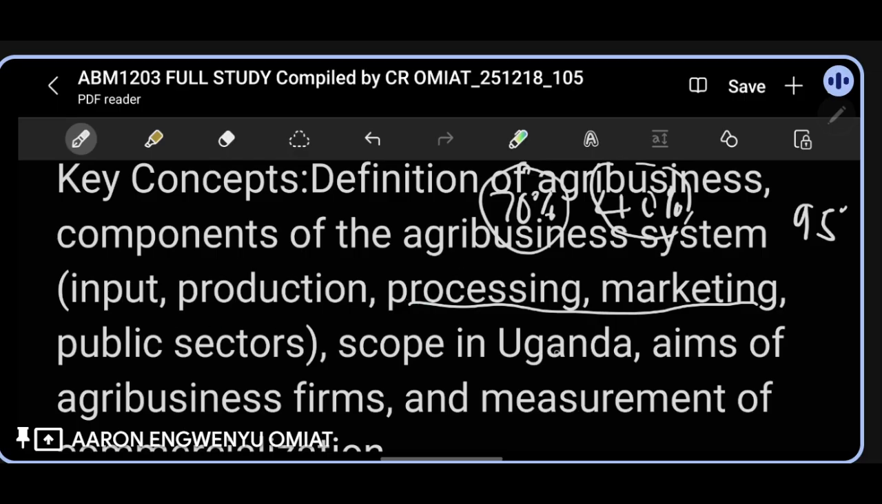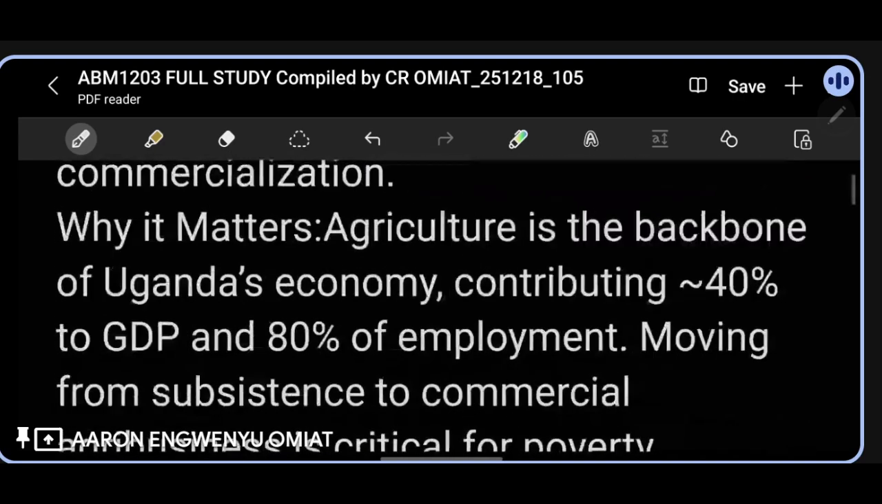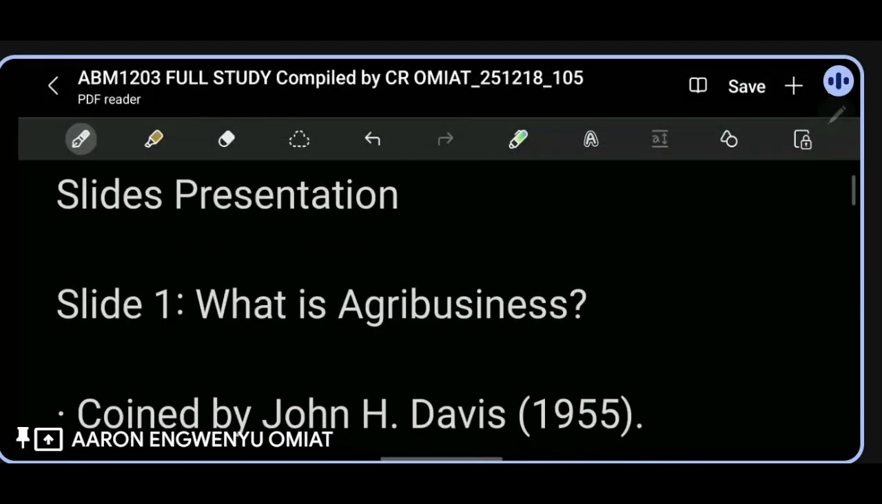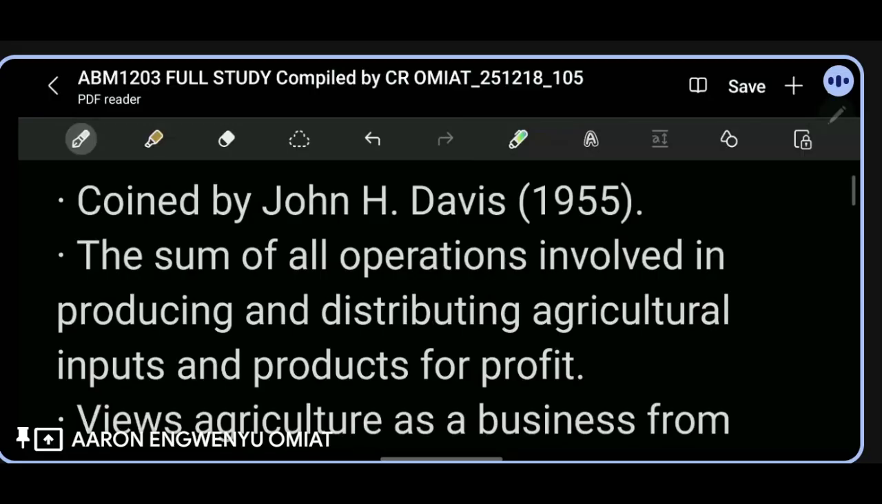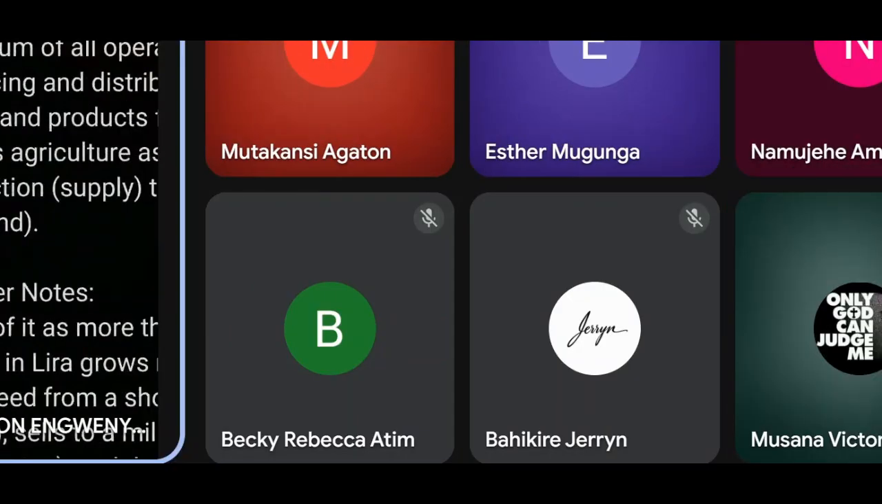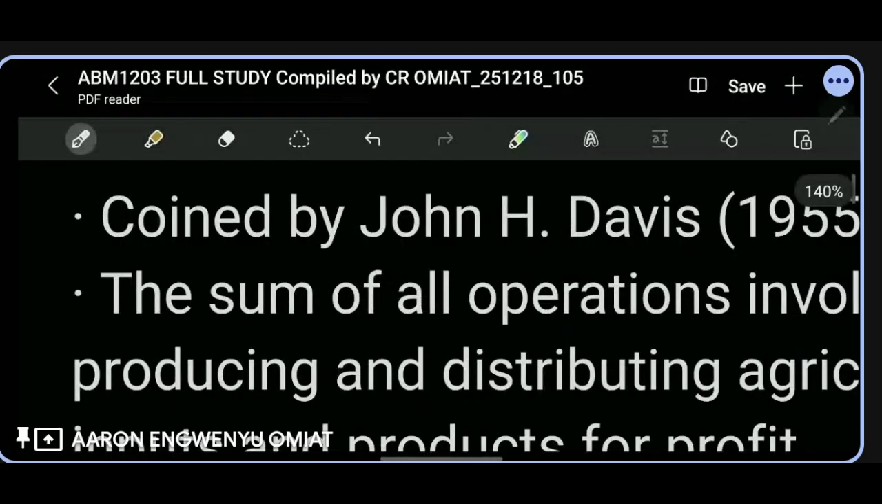Processing and marketing are equally important. And this is why we come in mainly in the processing and marketing of products. Processing can be value addition. So to go straight into the definition of agribusiness, we know that the term agribusiness was coined in 1955 by a man called John H. Davis. Since you're doing agribusiness, you are listening to know his name, because one time you'll be speaking, and you'll need to quote his name.